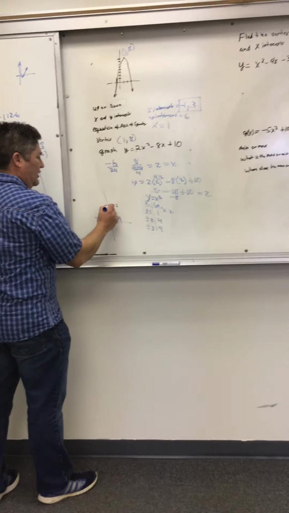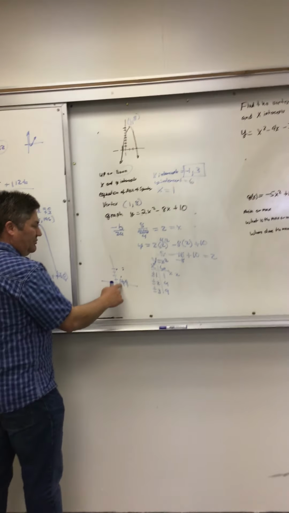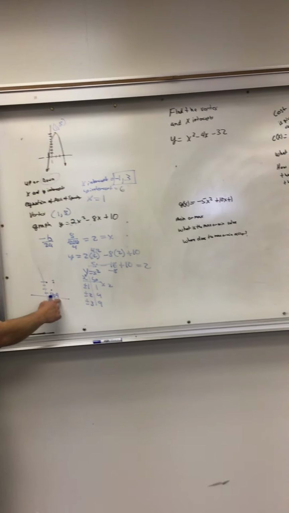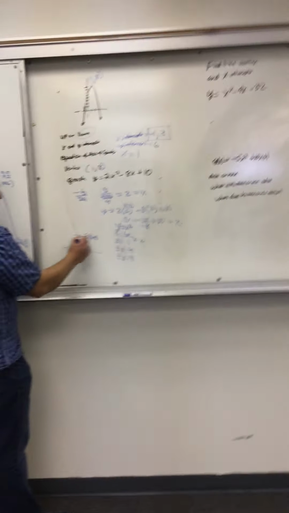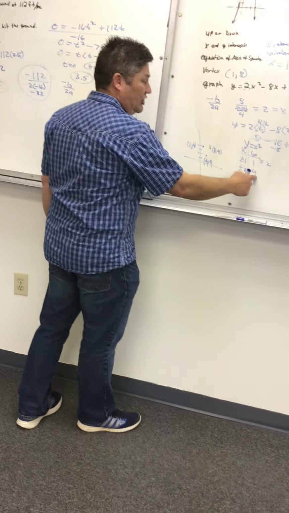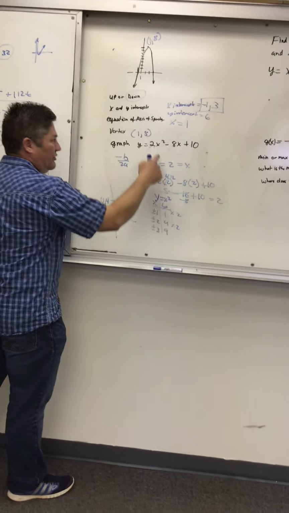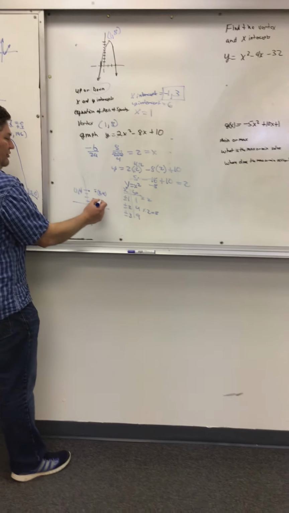So this is what I'll mark on my Alex assignment. I'll mark those 2 points. So this point is 2, 2, but then I'll mark 3, 4, and I'll mark 1, 4. Then I'm going to go over, normally 2 and up 4, but I got to times that by 2 again because of that a value. So 4 times 2 is 8. So I've got to go from the vertex over 2 and up 8.